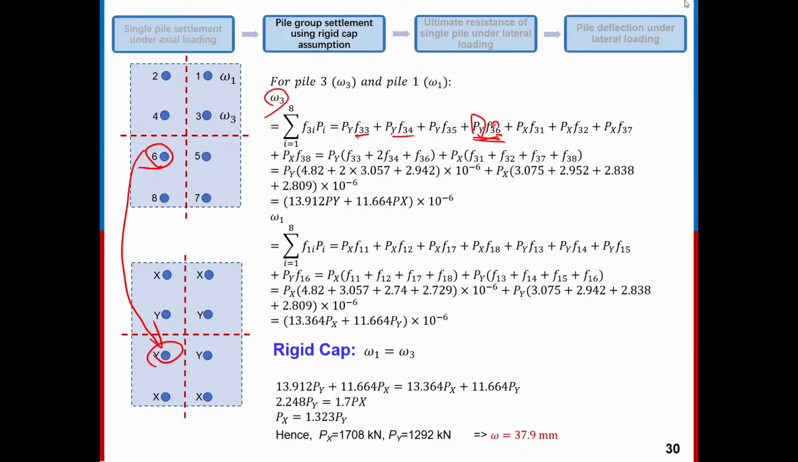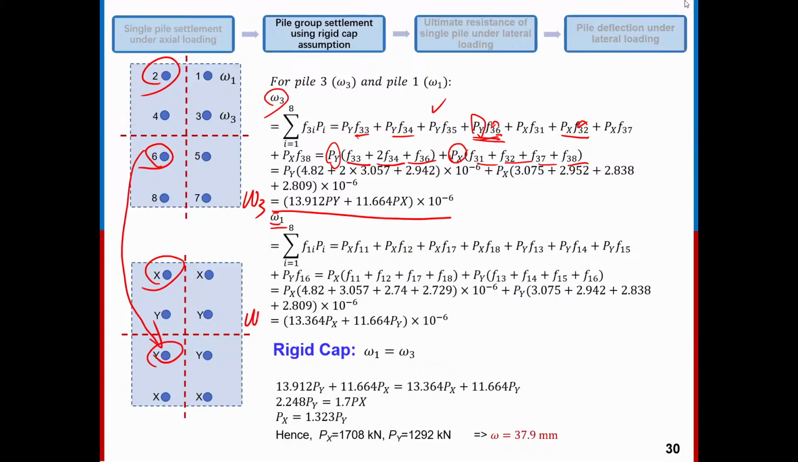And just write down one by one, be careful about whether it is Py or Px. Then, for example, if we talk about the influence from pile 2 to pile 3, the force on pile 2 is X, right? So we use Px here and F32 here. Then we take out the same items, Py and Px, and we know all the values for this influence factor. We just further simplify it. Then we get this equation here. This is omega 3 here.